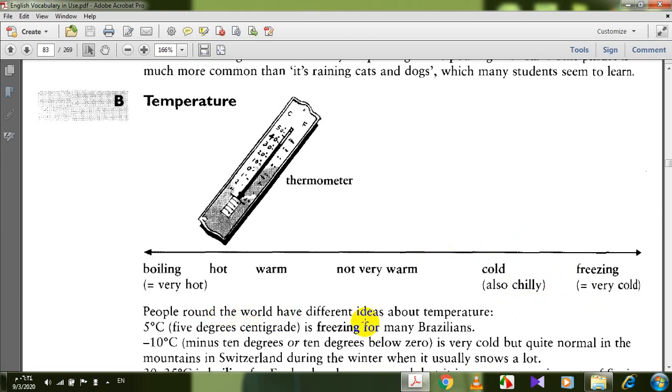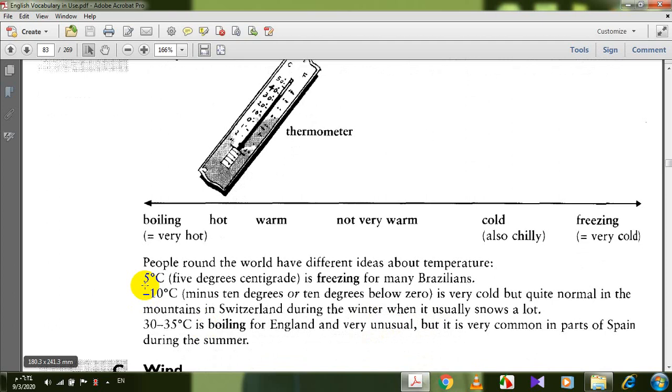People around the world have different ideas about temperature. 5 degrees centigrade is freezing for many Brazilians. Minus 10 degrees, or 10 degrees below zero, is very cold, but quite normal in the mountains in Switzerland during the winter when it usually snows a lot. So these are the different temperatures in the world. 30 to 35 degrees is boiling for England and very unusual, but it is very common in parts of Spain during the summer.